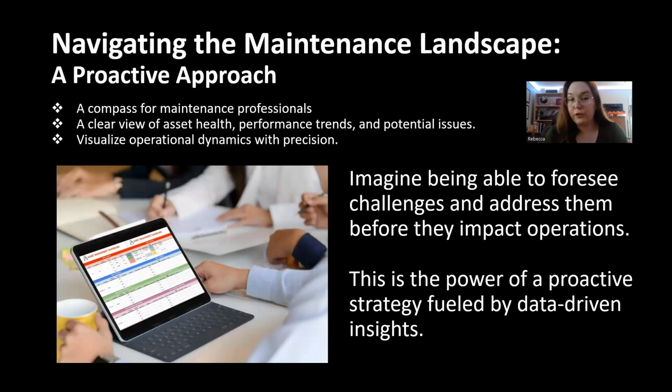So I mentioned earlier, a proactive approach for maintenance. Proactive approach doesn't always mean 100% predictive, right? Proactive means we're looking at our scenario around us, we're taking that information in, and we are adjusting our approach to fit where our needs are or where we anticipate our needs will be. It's a compass.